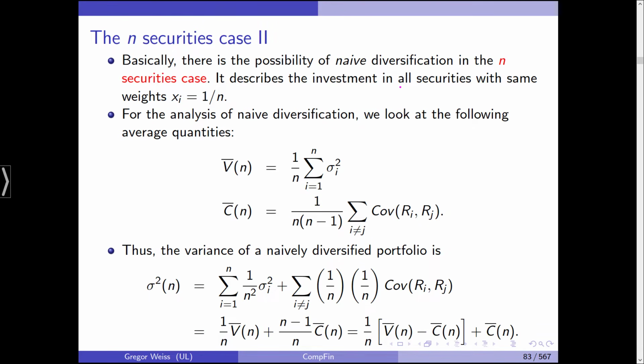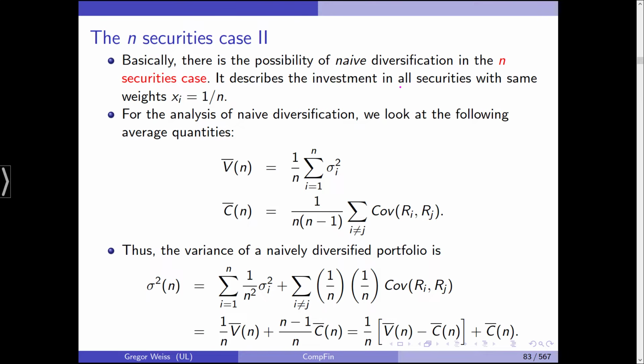In the N securities case, we'll first look at a very simple idea, and we call this naive diversification. This is the case where we simply put all the weights equal to 1 over n. So we put, for example, when we have 10 stocks, 10% in each of our stocks. Let's analyze this case of naive diversification.